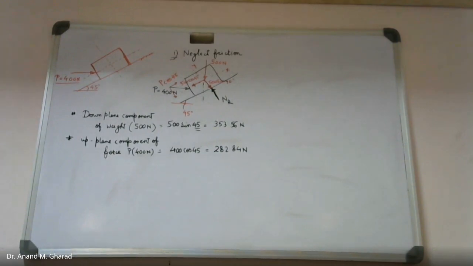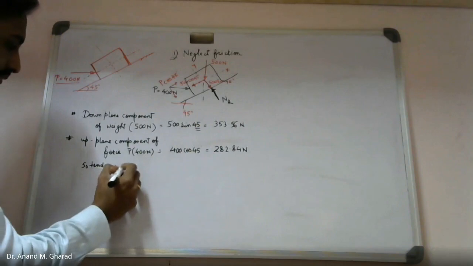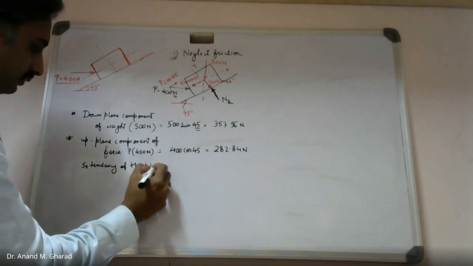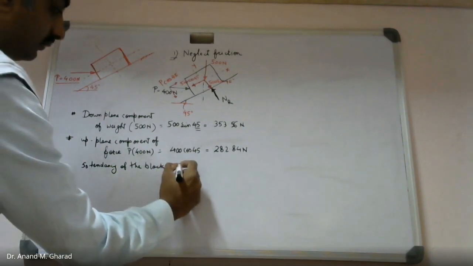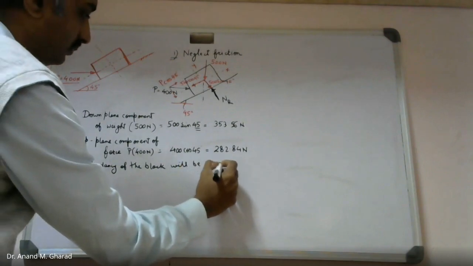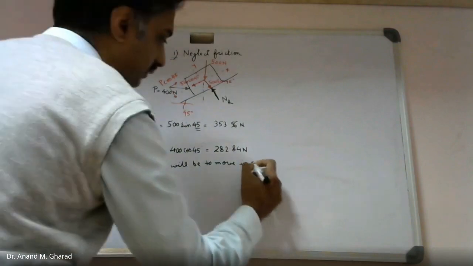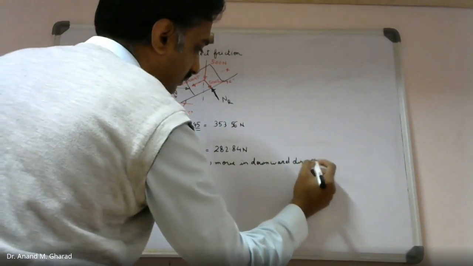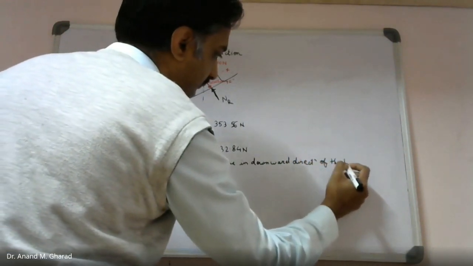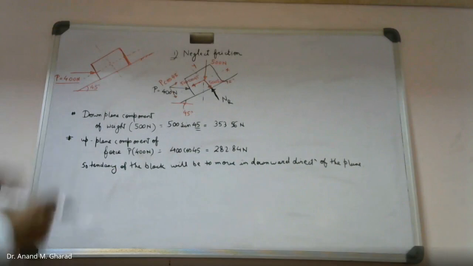Yes. So the tendency of the block will be to move in downward direction of the plane, or whatever surface is given, right? So in this case, what has happened?